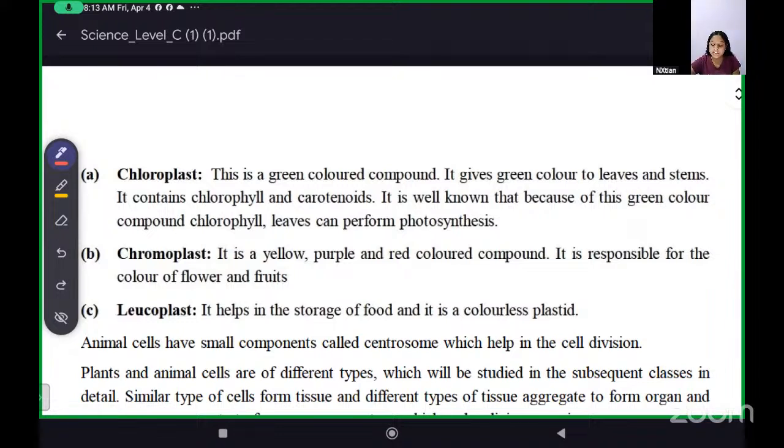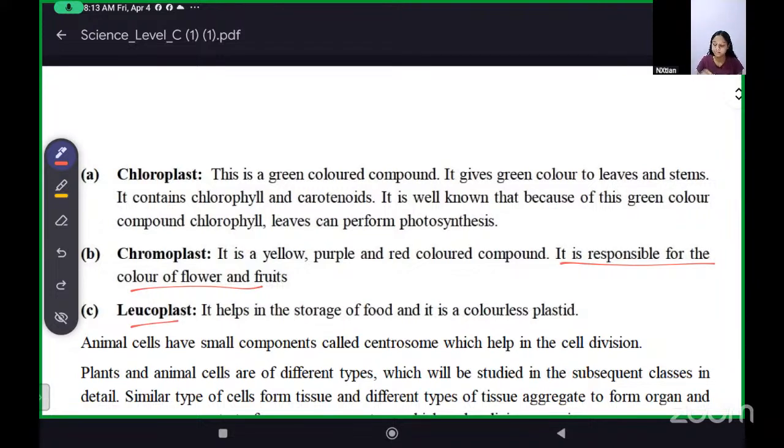Then comes another plastid called chromoplast. It is yellow, purple, and red colored. So it is responsible for the color of flowers and the fruits in the plant. Okay, this chromoplast is responsible for color of the flower and its fruits. Okay, you learned this in biology? Yes.